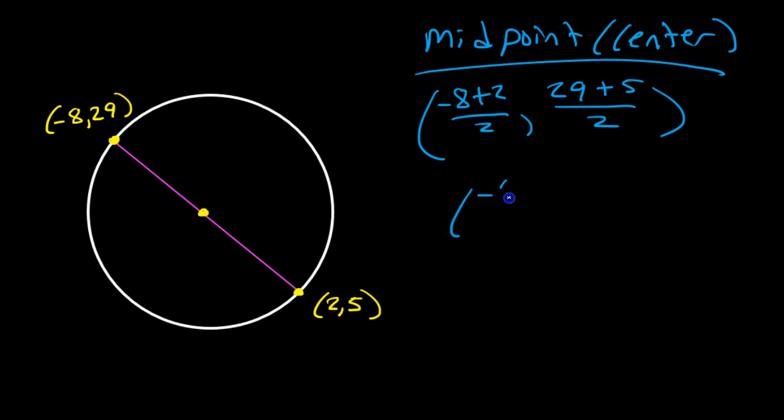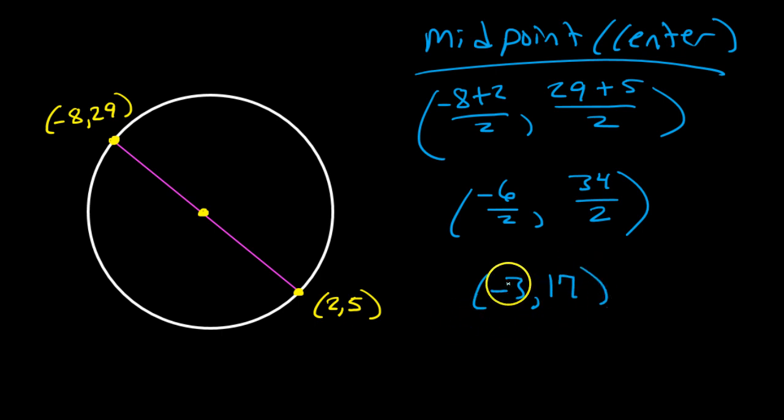So this is going to be -6 over 2, and this is going to be 34 over 2. So this is going to be -3, 17. So this is the midpoint, -3, 17. That's most of what I need in order to write the equation of the circle.